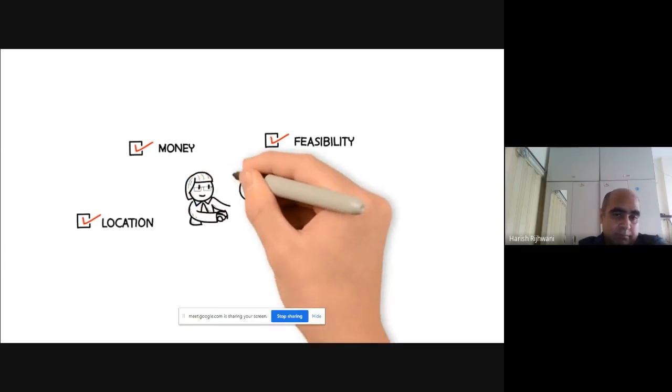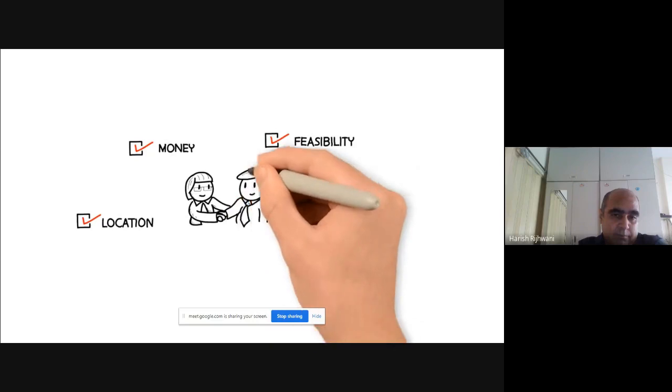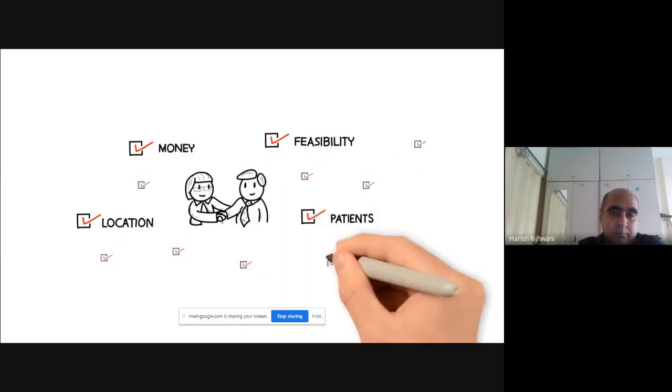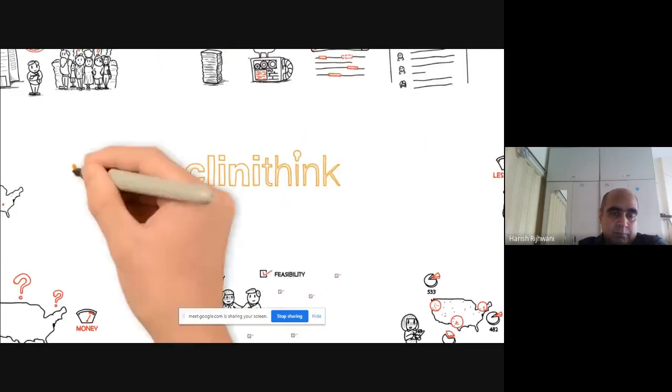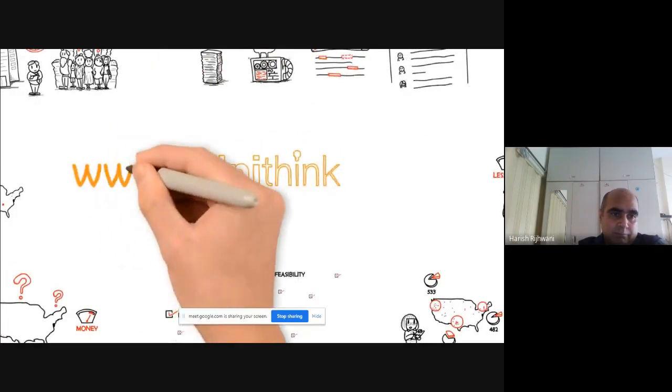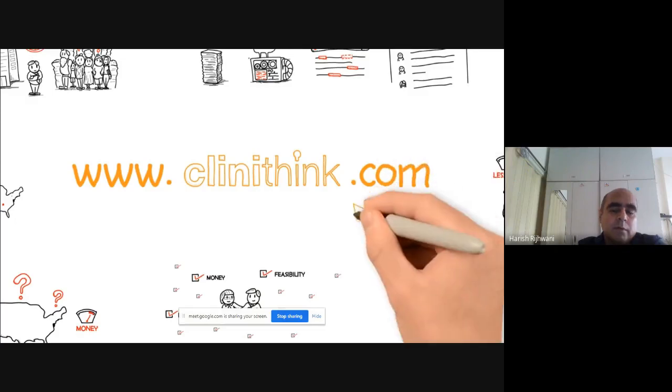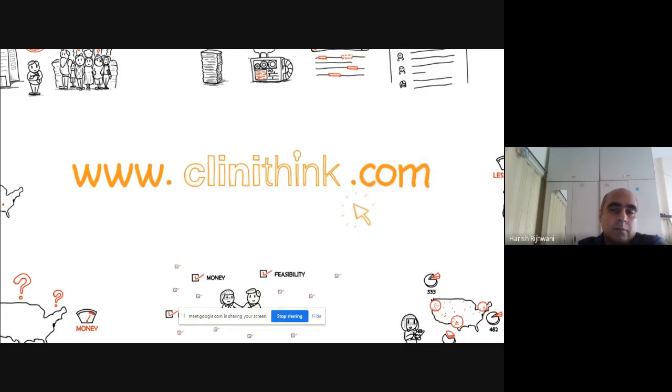Find out how you too can use this valuable information hidden in your unstructured data to find more patients for clinical trials in a fraction of the time, saving you time and money, improving your performance metrics, and enhancing your ROI. Visit clinithink.com now.